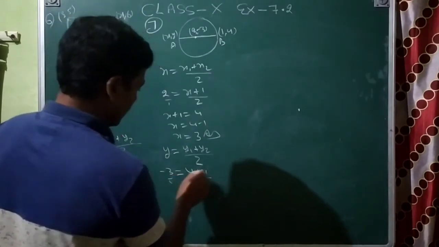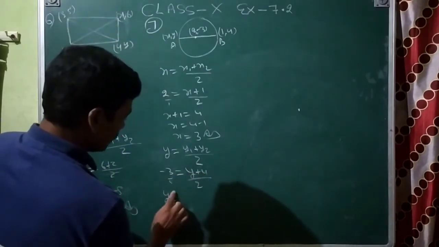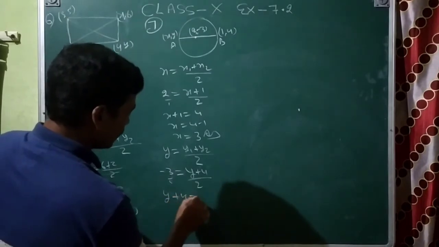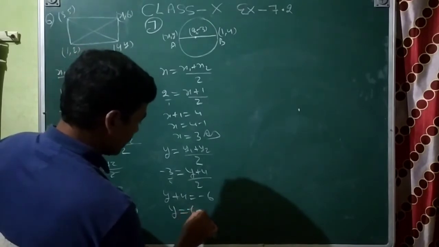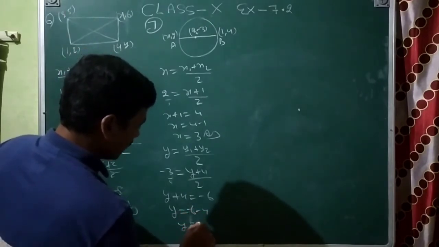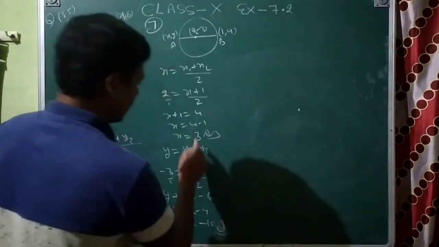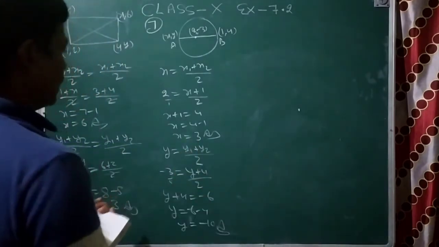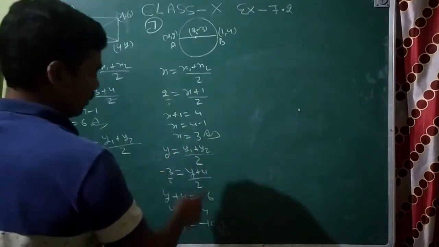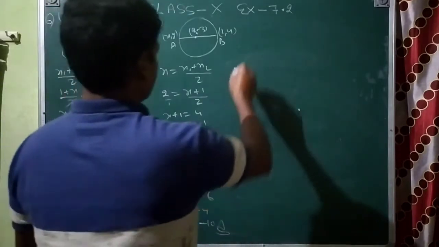By cross multiplying, y plus 4 is equal to minus 6. So y is equal to minus 6 minus 4. So y is equal to minus 10. So these two are the answer of that one. So the A coordinate is 3, minus 10.